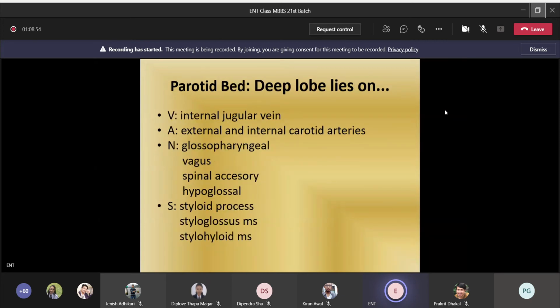So the parotid bed: deep to the parotid lies the internal jugular vein, external and internal carotid artery, and nerves, the glossopharyngeal nerve, vagus nerve, all the last four nerves, glossopharyngeal, 9, 10, 11, and 12. And muscles: styloid process, styloglossus muscle, and the stylohyoid muscle. So these are the structures that lie deep to the parotid gland, which is known as the parotid bed.